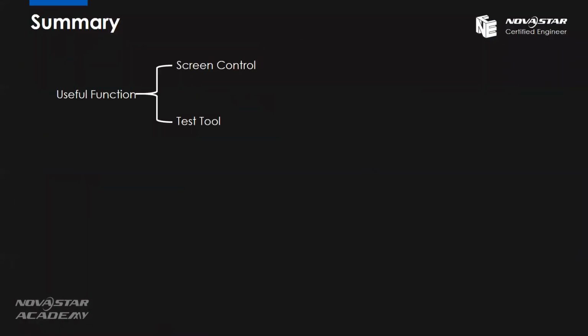So at the beginning, we talked about 2 useful functions, the screen control and the test tool. The difference is that with the screen control, the image signal is from the receiving card directly. And with the test tool, the image signal is from the video source. So with the screen control, we can locate whether the issue is on the receiving card side or not on the receiving card, maybe the sending card side or other possible reasons.